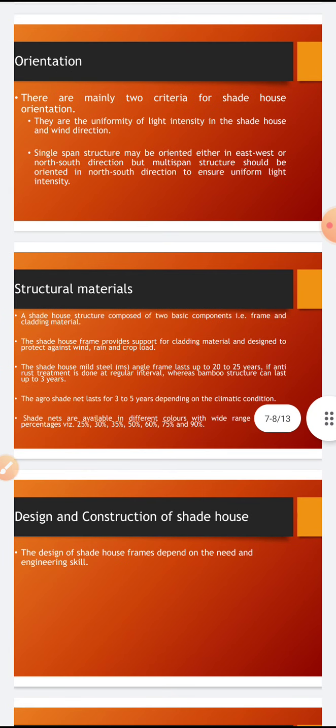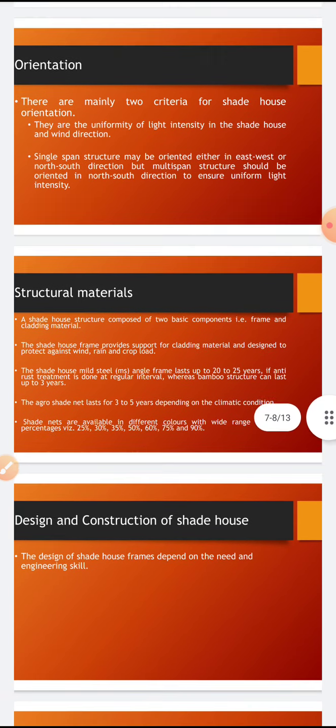Then structural material and orientation. There are mainly two criteria for Shednet house orientation. First is the uniformity of light intensity in the shade house, and second is wind direction. A single span structure may be oriented either in the east west or north south direction, but a multi span structure should be oriented in the north south direction.